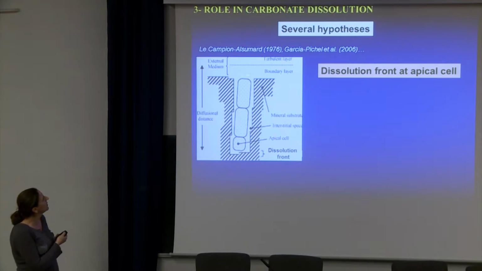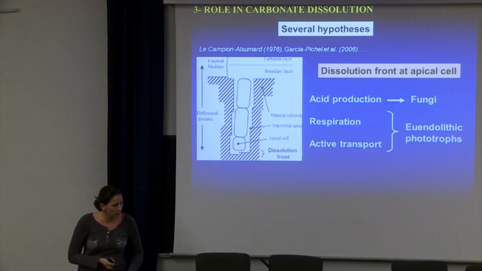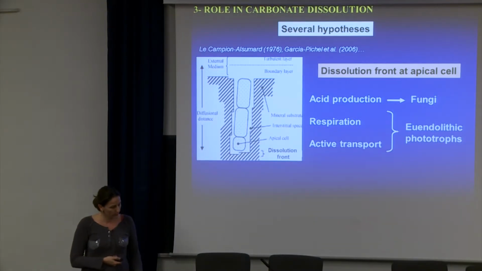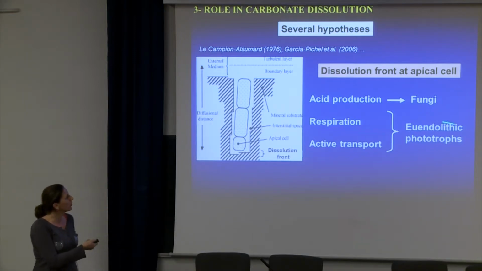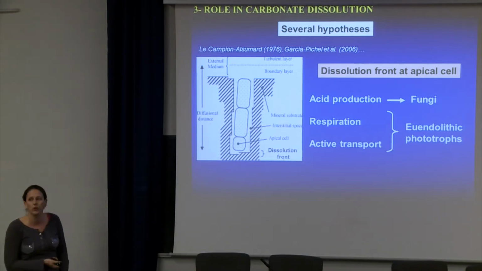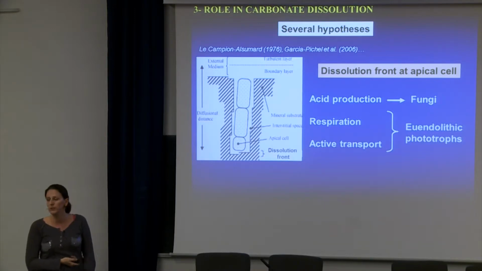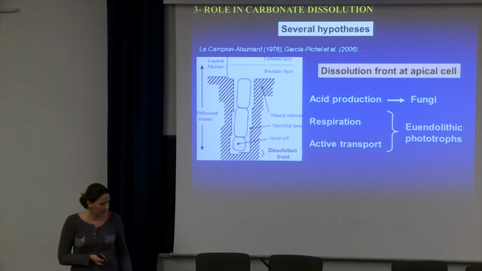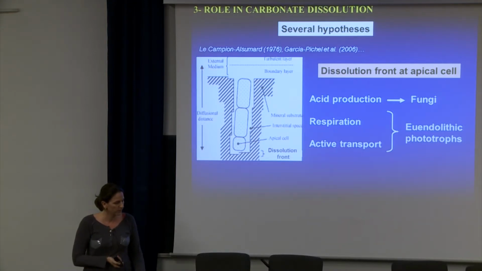Well, several hypotheses were given since the 70s, and they all agree that there is a front of dissolution at the apical cell of the filament getting inside the substrate. It could result from the production of an acid, and that's probably the case of fungi, which are organotrophic organisms. And for phototrophs, it was hypothesized that dissolution would take place during the night when respiration is going on, or due to active transport of protons, for instance.